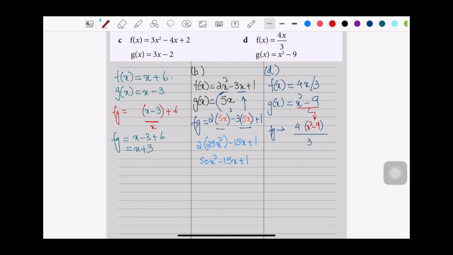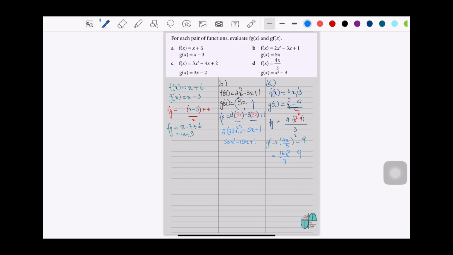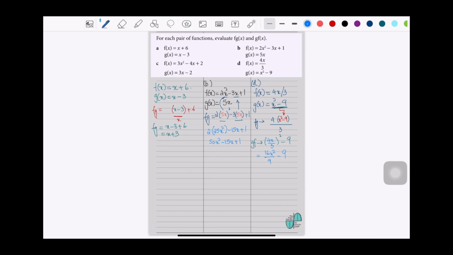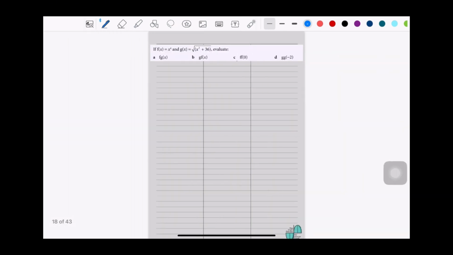instead of x. The same way, if I have to find g of f, this is my g function, which is x squared minus 9, and instead of x I write 4x over 3. This gives you 16x squared over 9 minus 9. You can simplify it to find the smallest value. Let's see more questions here.